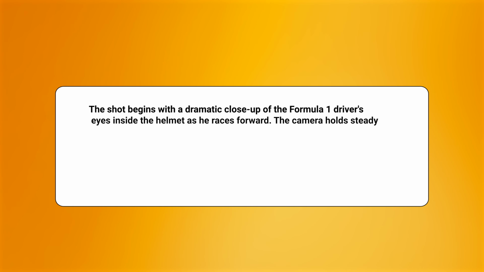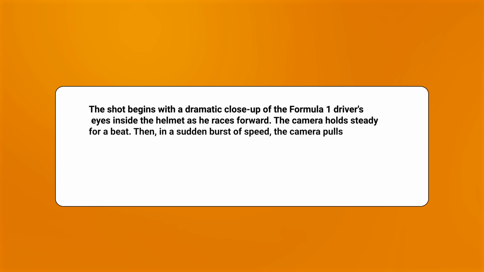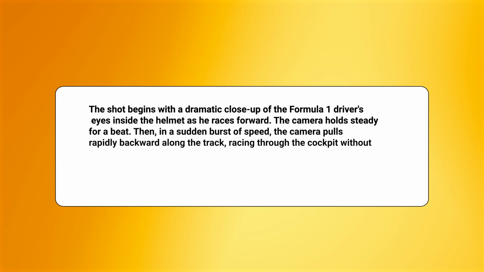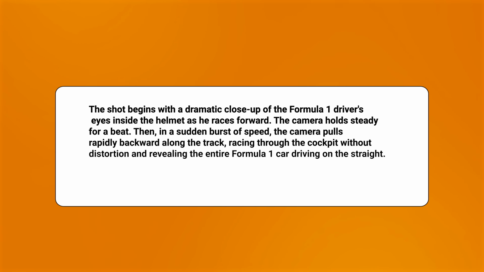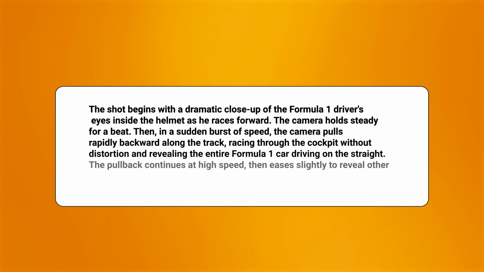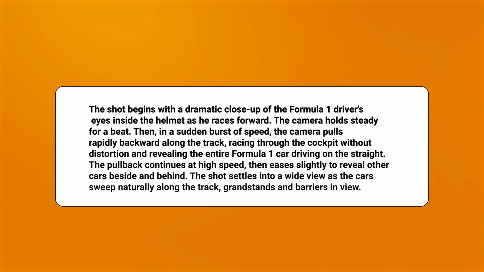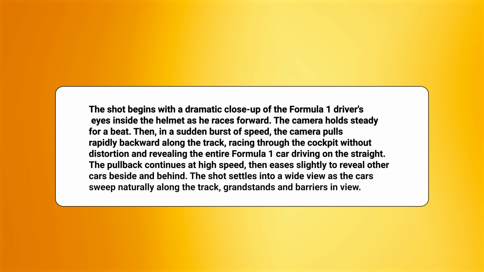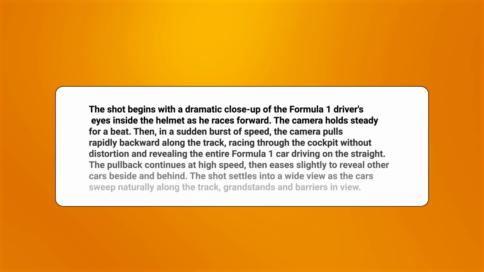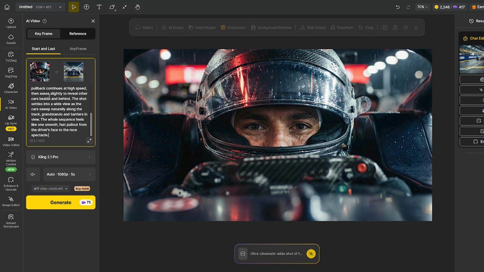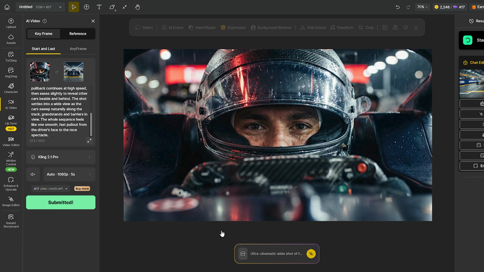The camera holds steady for a beat. Then, in a sudden burst of speed, the camera pulls rapidly backward along the track, racing through the cockpit without distortion, revealing the full Formula One car driving on the straight. The pullback continues, easing slightly to reveal other cars beside and behind, and the shot settles into a wide cinematic view of the race spectacle, grandstands and barriers in view. This prompt describes the beginning frame, the transition, and the ending frame. Now click Generate, and in a moment you'll see this finished video.